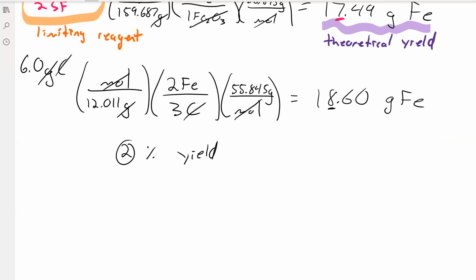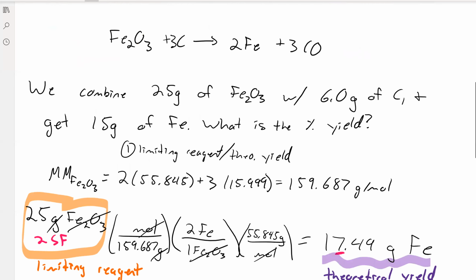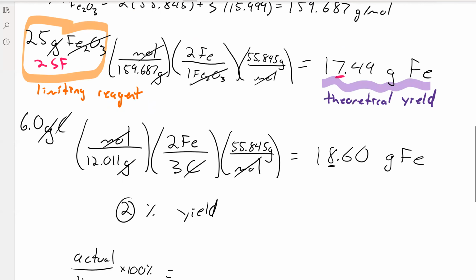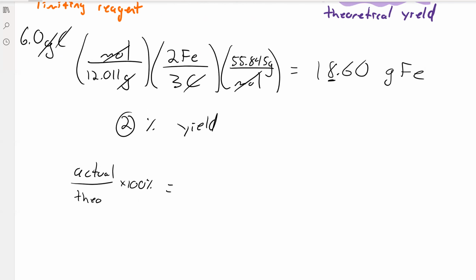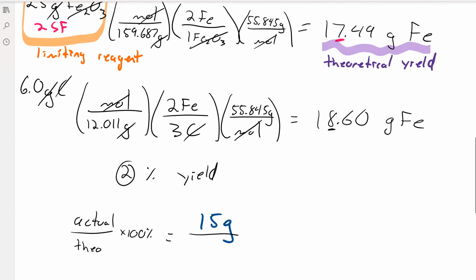Cool. So after this, we want to calculate our percent yield. And remember that our percent yield is our actual yield over our theoretical yield times 100%. So our actual yield was given to us in the question, right? It says, and we get 15 grams of iron, right? So that's how much we actually got. So 15 grams up on the top over the theoretical yield. Theoretically, we could have gotten 17.49.